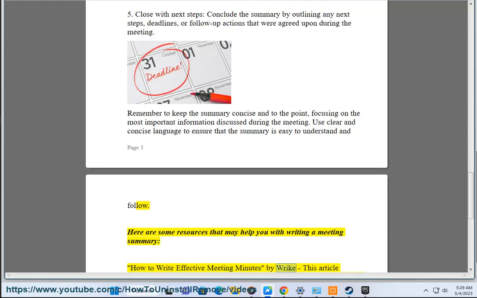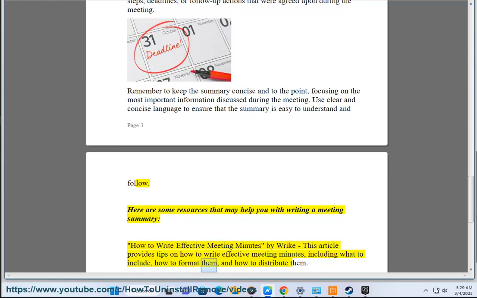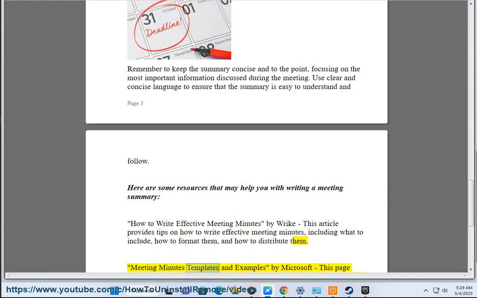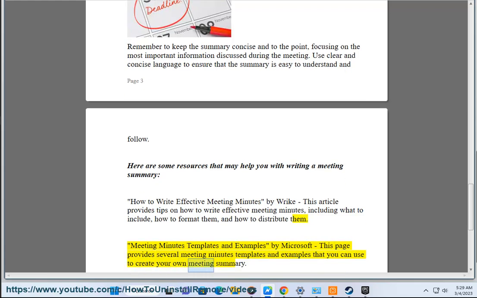How to Write Effective Meeting Minutes by Reich. This article provides tips on how to write effective meeting minutes, including what to include, how to format them, and how to distribute them. Meeting Minutes Templates and Examples by Microsoft. This page provides several meeting minutes templates and examples that you can use to create your own meeting summary.